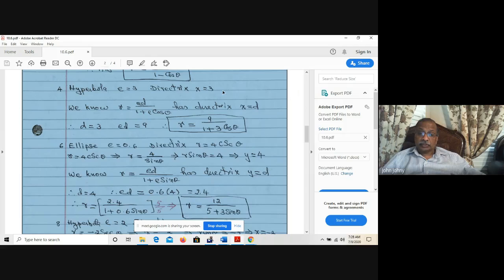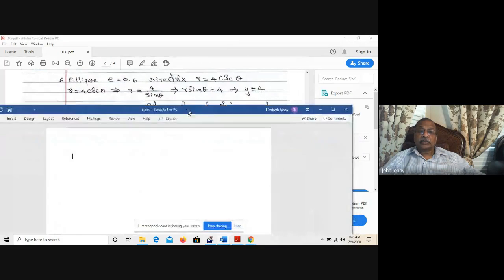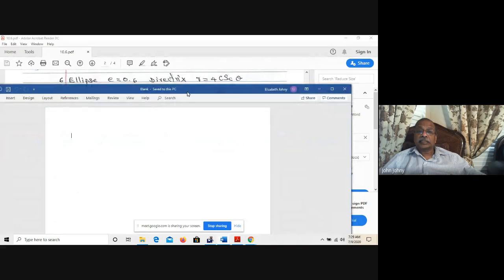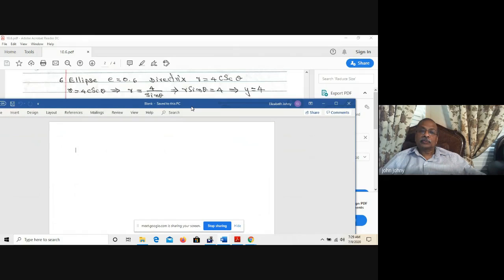Next, number 6. It must be an ellipse with e is equal to 0.6. Directrix is r is equal to 4 cosecant theta. r is equal to 4 cosecant theta means r is equal to 4 divided by sine theta. So r sine theta is equal to 4. That means y is equal to 4. So the directrix is y is equal to 4.